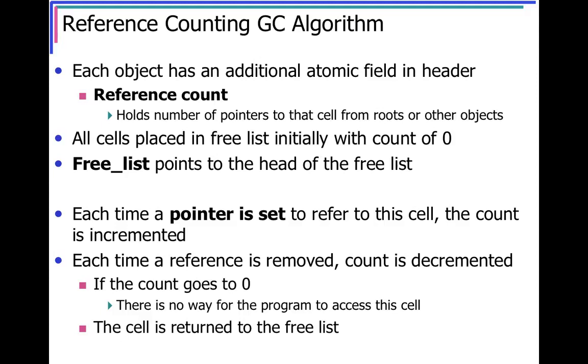Every time there is a pointer update that changes the value of the pointer to refer to an object, the reference counter for that object in its header is incremented. Every time a reference is removed, the count is decremented. If ever the count goes to 0, there is no way for the program to access that memory. That is, that memory has leaked. It is no longer reachable. Therefore, it is garbage and can be cleaned up. So with reference counting, this algorithm is going to return such objects, that is, objects that have their count go to 0, to the free list as soon as those counts go to 0.